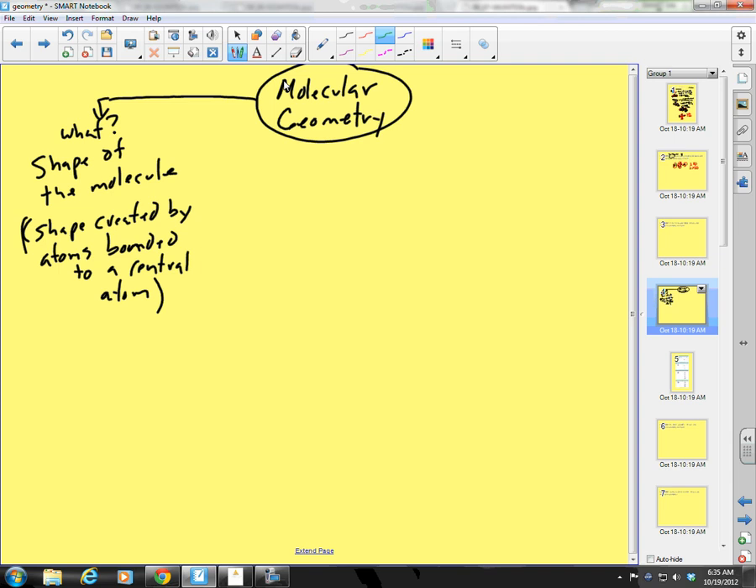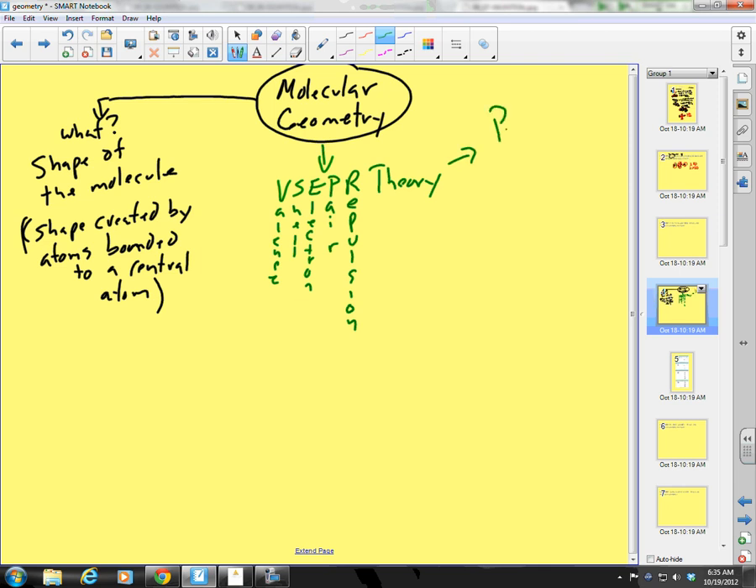Good. Now, how are we going to do that? We are going to use something called VSEPR, valence shell electron pair repulsion theory. VSEPR, valence shell. So we're talking about the valence shell, electron pair. So we're talking about pairs of electrons. And what do they do? They repel each other. Repulsion theory. And this is what? We are going to predict molecular shape, molecular geometry.